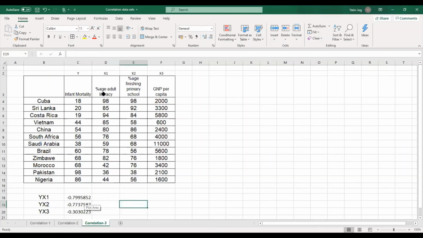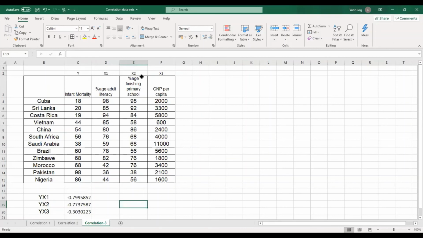But that is the individual relationship between X1 and Y, X2 and Y, and X3 and Y. If I combine the three variables and try to find the effective relationship of the combination of three variables with Y, then the picture may be different. And that is what we are now going to analyze: whether the combination of these three variables is a good predictor of Y or not.